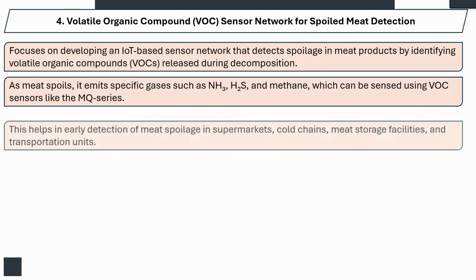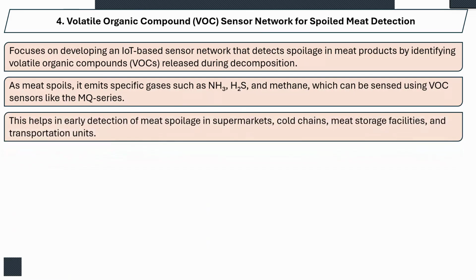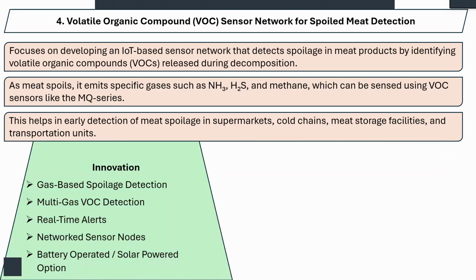So here the system will use an Arduino microcontroller to process the sensor data and GSM or Wi-Fi modules to send real-time alerts when VOC levels exceed a defined threshold. It helps in early detection of meat spoilage in supermarkets, cold chains, meat storage facilities and transportation units. What are the innovation highlights?